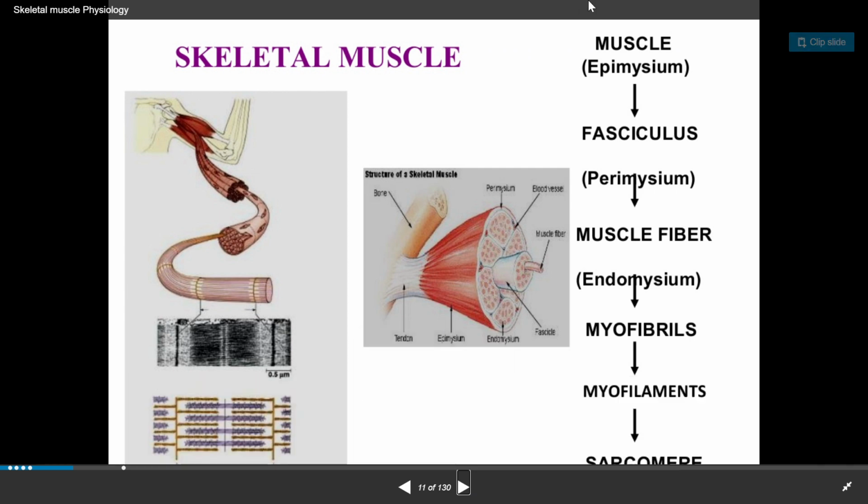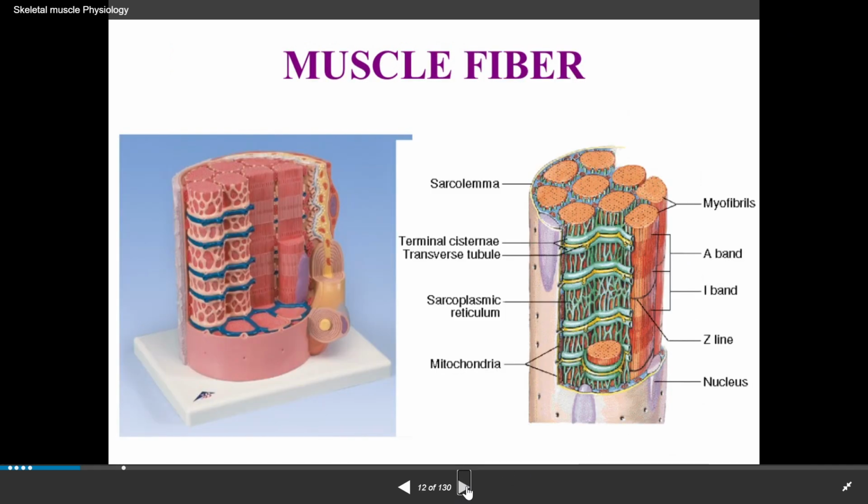So you can see the muscle, the total muscle is covered by an epimysium. Then you have fascicles, that is covered by a perimysium, and each muscle fiber is covered by endomysium. Then you have the myofibrils, then myofilaments, and it has a sarcomere. It's a contractile unit. So you can see this is the sarcolemma. Okay, this is the transverse cisternae, T tubules, sarcoplasmic reticulum where calcium is being stored. You have several mitochondria here.